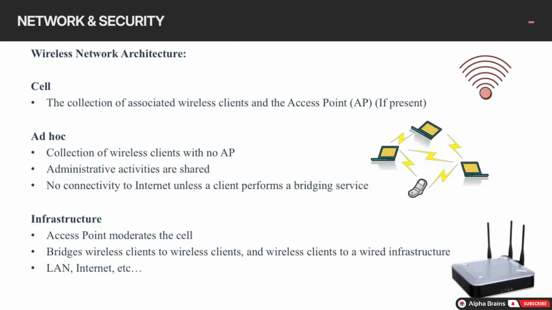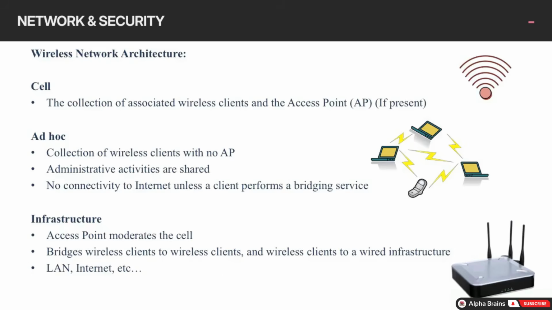Continuing with our lessons on wireless networks, let's nail down a few terms, a few definitions. The first term we're going to look at is called the cell. The cell is the collection of wireless clients that are associated, and also the wireless access point if there is a wireless access point present. So these have a communications session established between themselves, and that collection of wireless nodes is considered the cell.